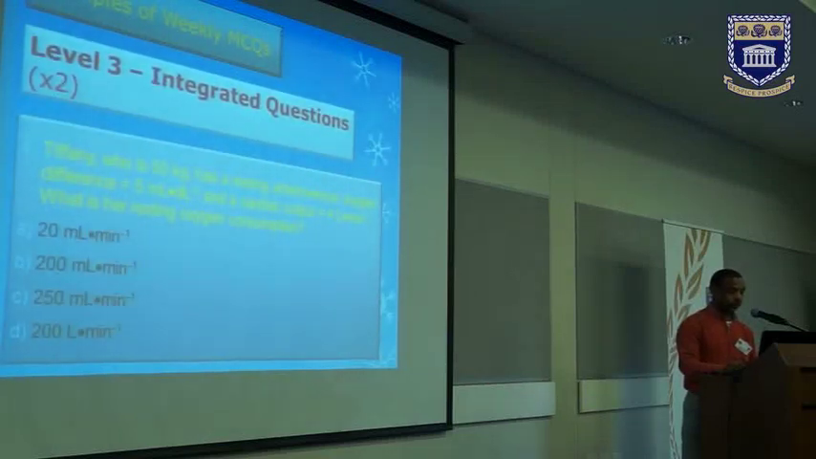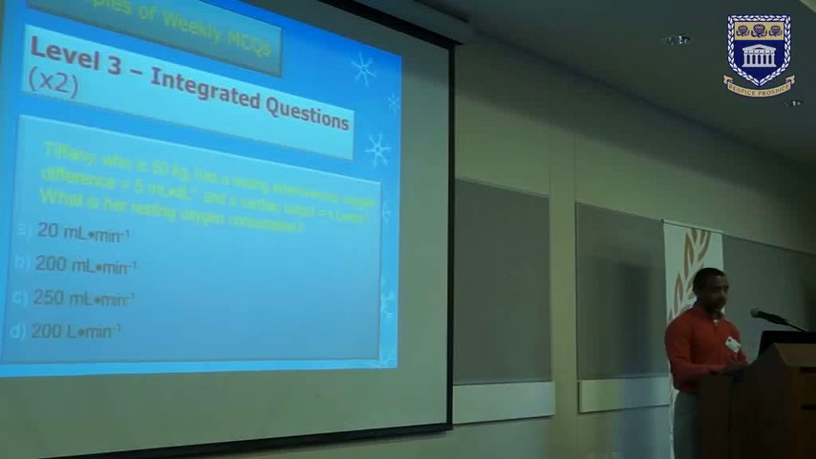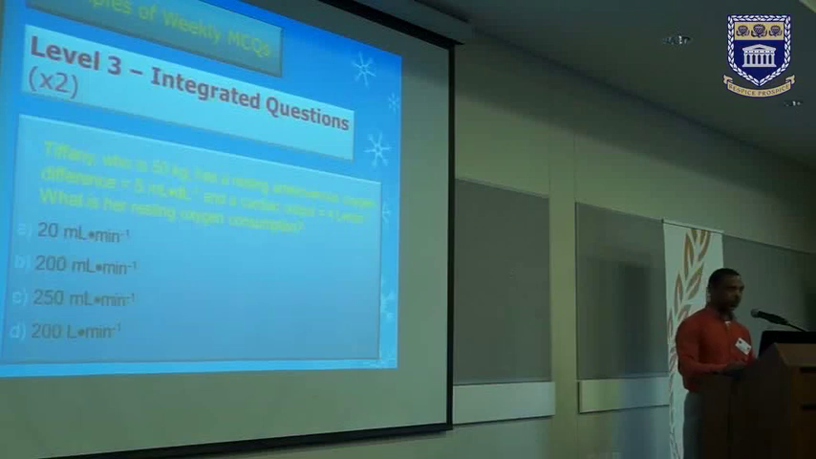Some examples were, if Tiffany, who is 50 kilograms, has a resting arteriovenous oxygen difference of 5 milliliters per deciliter and a cardiac output of 4 liters per minute, then what is her resting oxygen consumption? And they were given options as well. So a bit more thinking in order to work out the answers. With regard to the weekly, remember they had unlimited time and they had a whole week in which to complete this.